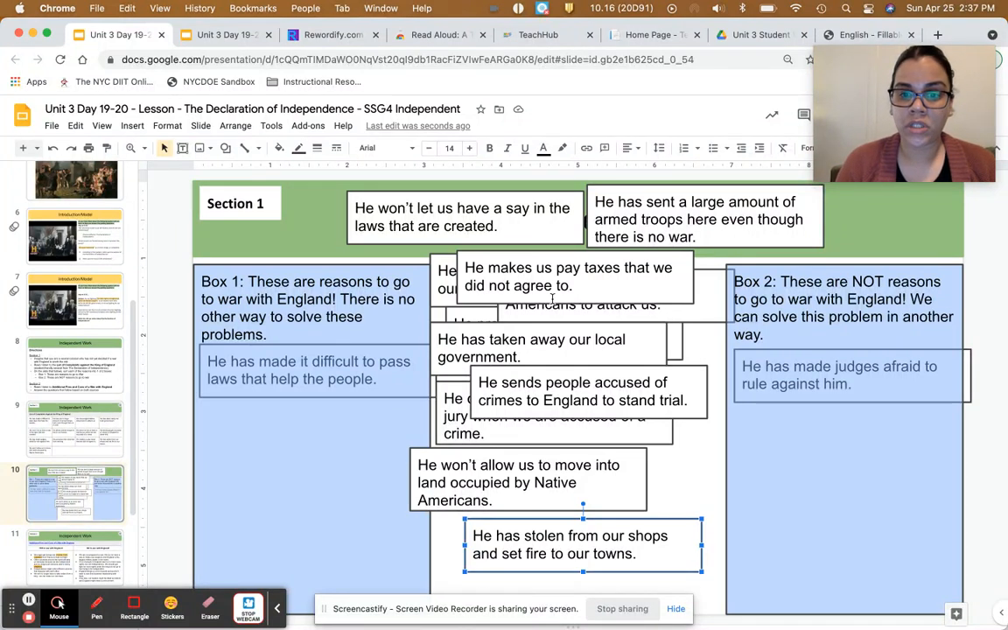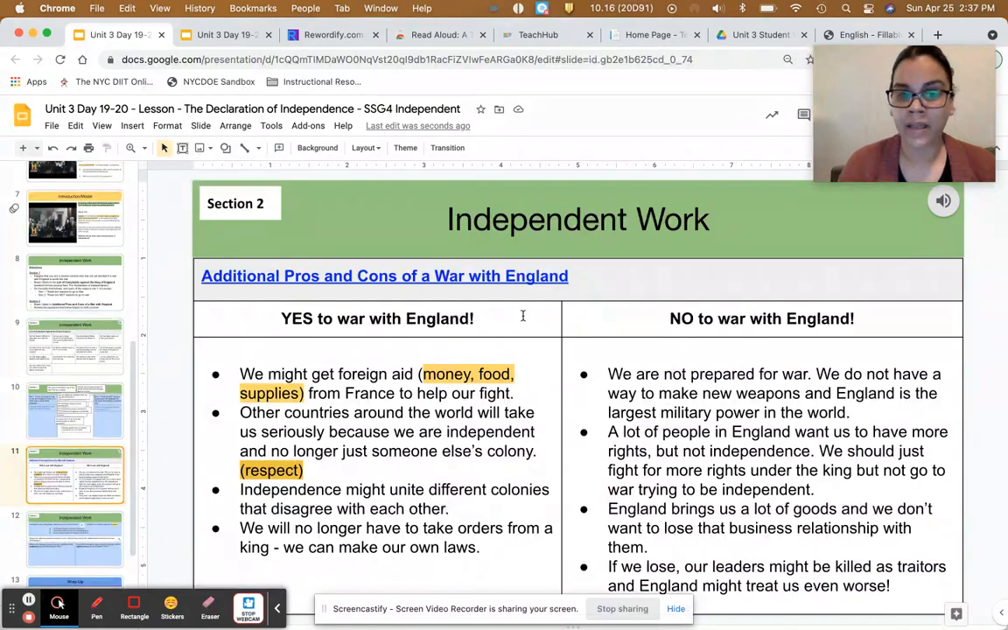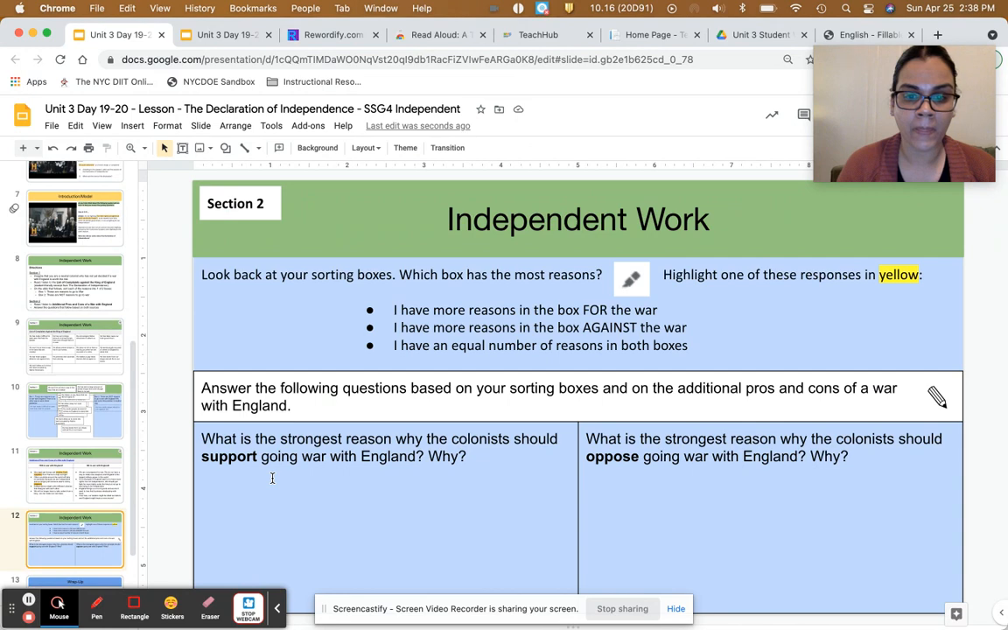Okay, so once you finish moving the complaints into box 1 or box 2, then you're going to go ahead and click on the audio here and listen to more reasons for more pros. Yes, these are more reasons to go to war with England. Or cons. No, here are more reasons we should not go to war with England. Right? So if you want to pause this video and then click on the audio to listen to them, that will be fine.